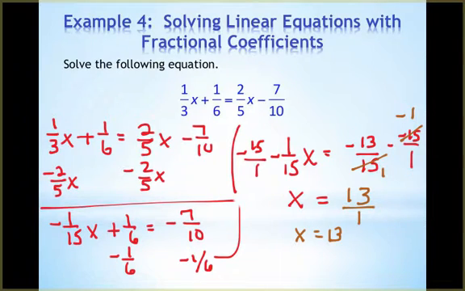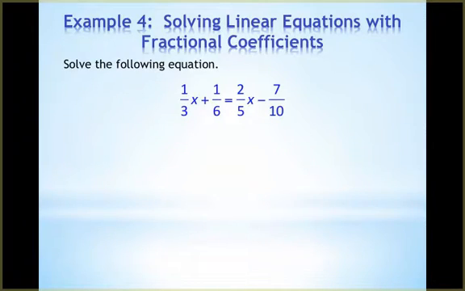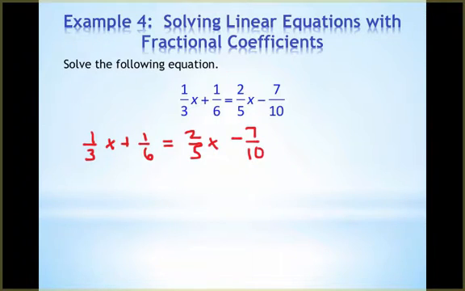Now, a different way that I can solve that equation is to eliminate the fractions. So, if we have 1/3 x plus 1/6 equals 2/5 x minus 7/10, what I can do is look at all of my denominators, 3, 6, 5, and 10. And what I want to do is find the least common multiple. So what would be the smallest thing that would be divisible by 3, 6, 5, and 10? Well, as it turns out, that number is 30.